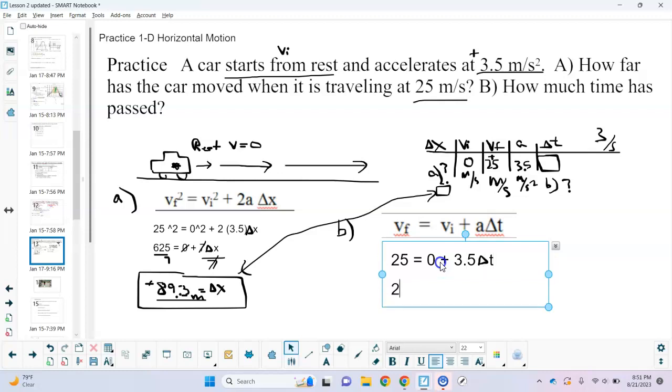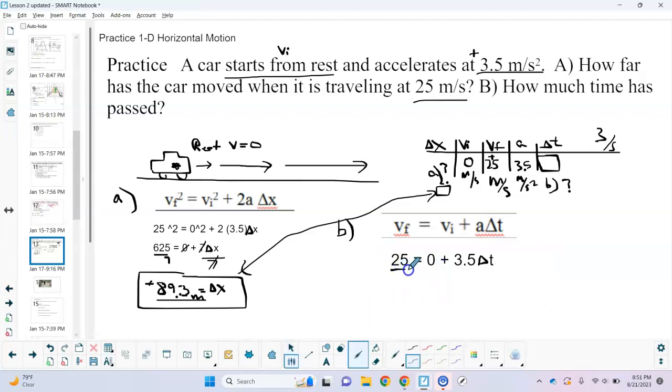So I got 25 equals 3.5t. I'm going to divide by 3.5 on both sides. Again, the 0 just goes away. You don't need to worry about it. So if you divide 25 by 3.5, you get a time equal to, again, you can round, 7.1, I said 7.14 seconds. So that is how much time it takes to go from 0 to 25.